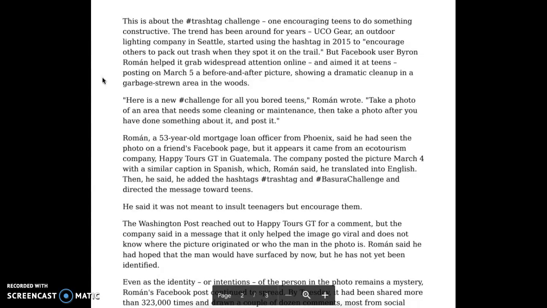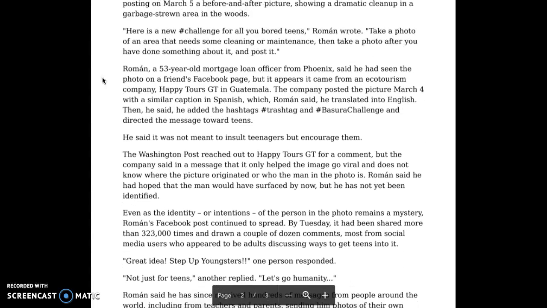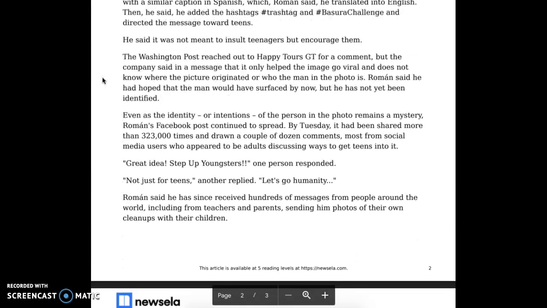Rahman, a 53-year-old mortgage loan officer from Phoenix, said he had seen the photo on a friend's Facebook page, but it appears it came from an ecotourism company, Happy Tours GT, in Guatemala. The company posted the picture March 4th with a similar caption in Spanish, which Rahman said he translated into English. Then, he said, he added the hashtags #TrashTag and #BasuraChallenge and directed the message toward teens. He said it was not meant to insult teenagers, but encourage them. The Washington Post reached out to Happy Tours GT for a comment, but the company said in a message that it only helped the image go viral and does not know where the picture originated or who the man in the photo is. Rahman said he had hoped the man would have surfaced by now, but he has yet to be identified.